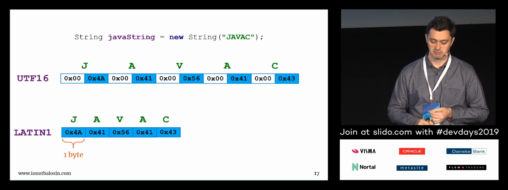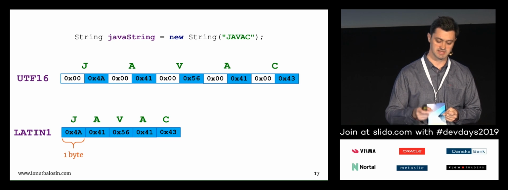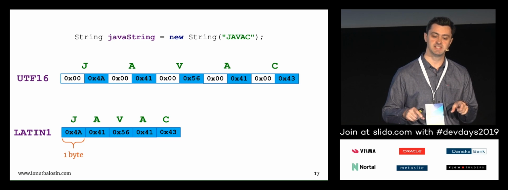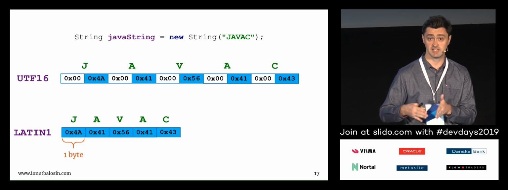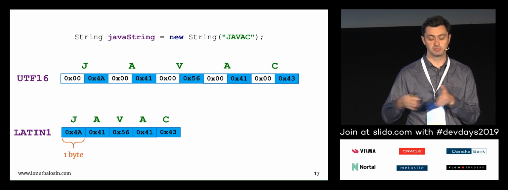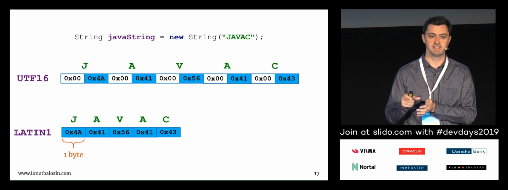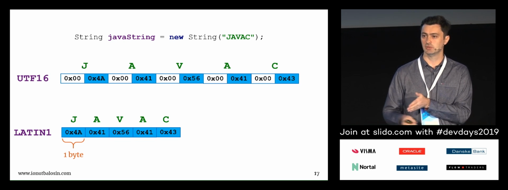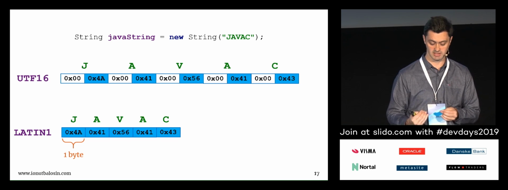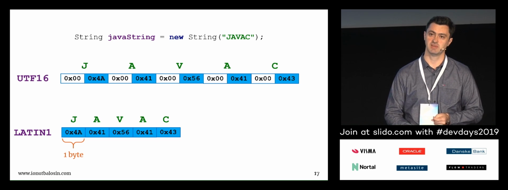This is a graphical illustration of how it looks. We have a very simple example, the string Java C. With the UTF-16 encoding, you can see each character of JAVAC takes 2 bytes. However, for each of these, the upper byte is 0 because it's Latin-1. So it could be easily stored using the scheme below, and of course, you reduce the amount of space.